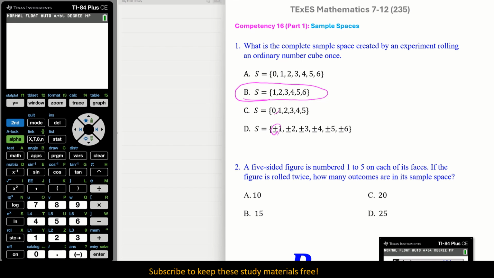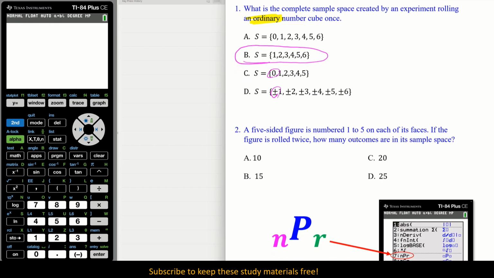And then 0 to 5, well, we're talking about what we actually see on the die, what is printed on each face. So 0 isn't printed on an ordinary number cube. Now, a specialized number cube, yes, it could be 0 to 5, but in this case, the word ordinary tells us what we want. So that wouldn't apply. And then, of course, A has 7 with 0, so no, that wouldn't apply. So obviously, the answer would be B.